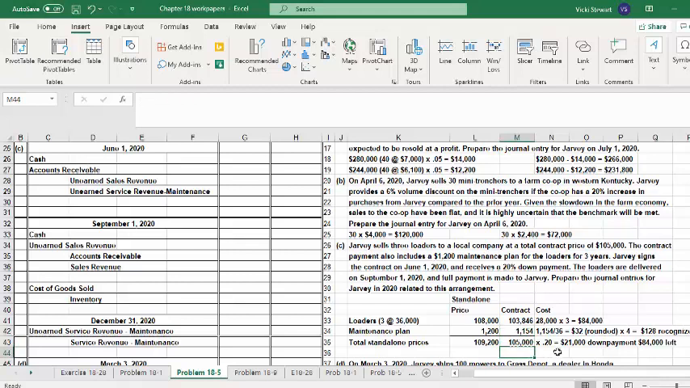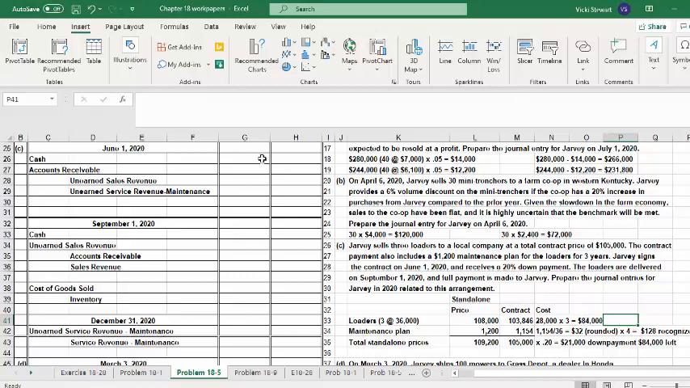The problem states that the local company had paid 20% or $21,000 at the time that the contract was signed, and they would pay the remaining $84,000 when the loaders are delivered. The problem also gives us the cost of the 3 loaders, which is $28,000 times 3, or $84,000.